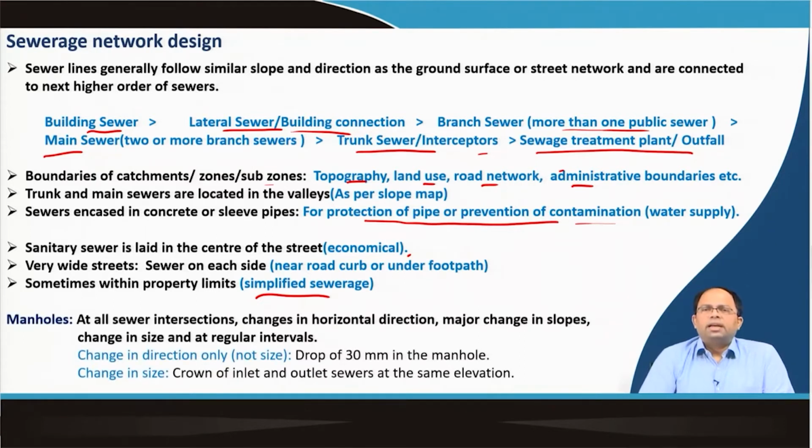And then we also have to decide on the manholes. At all sewer intersections, where there is a change in horizontal direction, major change in slope, or change in size of the sewers, and at regular intervals, we will provide manholes. When there is change in direction only and not size of sewers, we can do a drop of 20 millimeter in the manhole, and when there is change in size, the crown of inlet and outlet sewers should be kept at the same elevation. So these are the two things that we can follow.